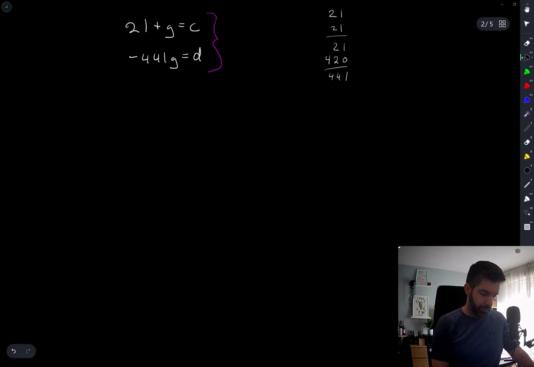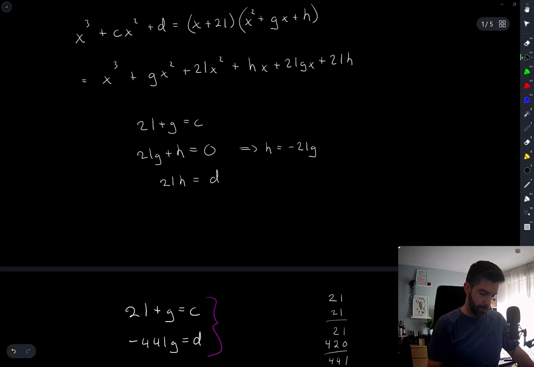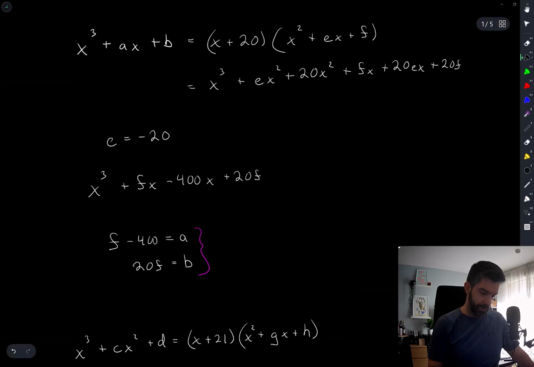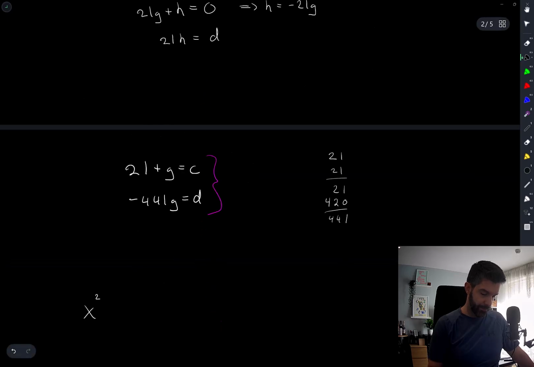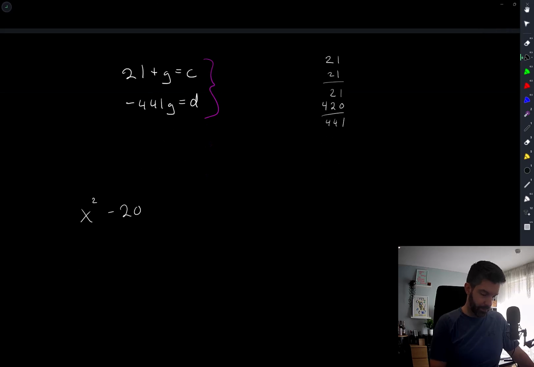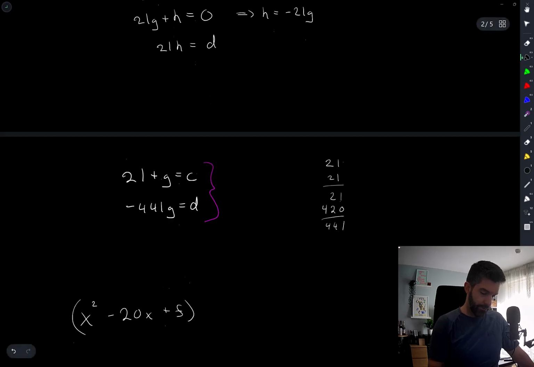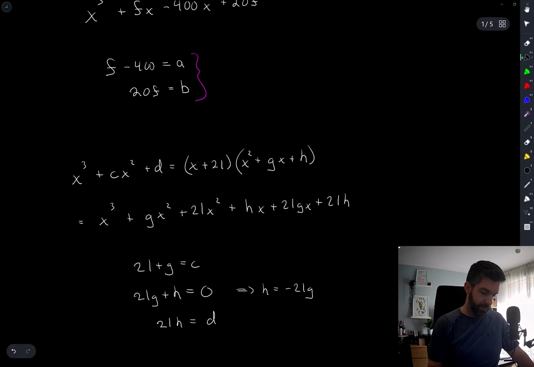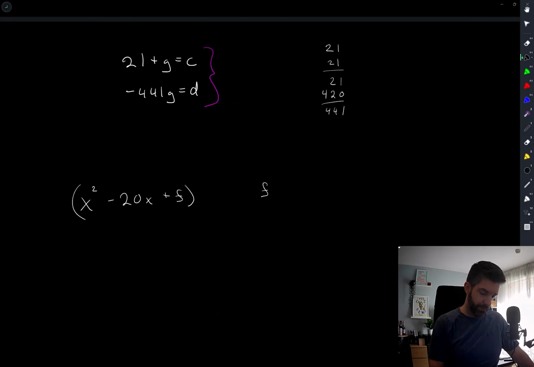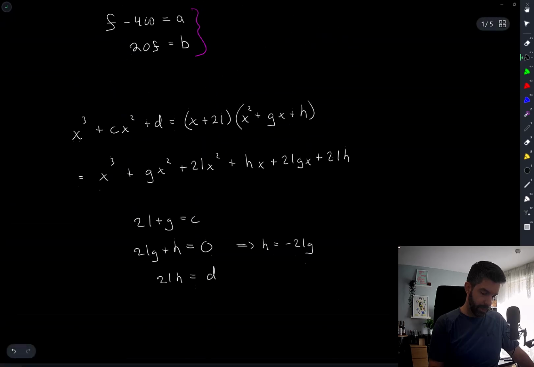So let's write out the two polynomials. So x squared plus ex plus f. Well, e is negative 20. Minus 20x plus f, where a, b, and f are related by that. So f minus 400 equals a. And what did I say? Is it 20f is equal to b?